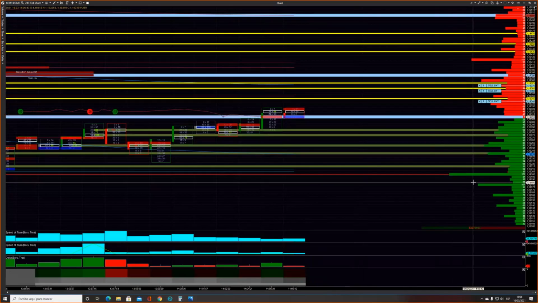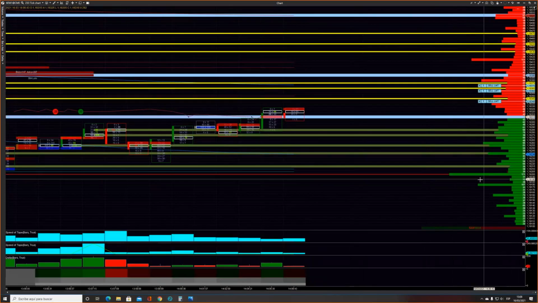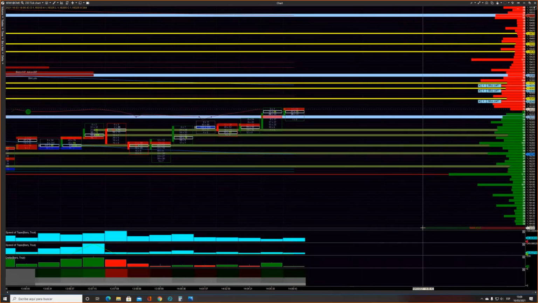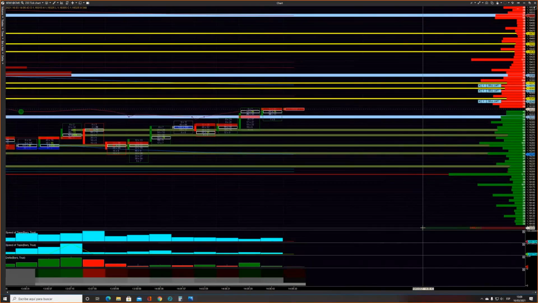You can see here at the low of the day, this red line, there are 171 lots pending here, right? It's the low of the day, so it's saying something, it's sending a message right there. Right, we are a couple of ticks away from first entry.